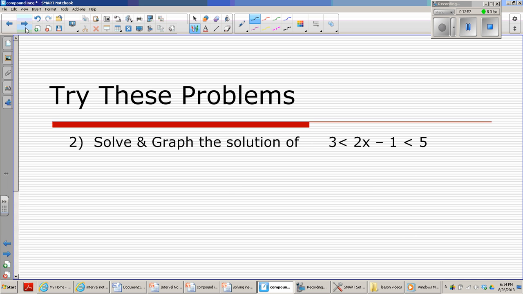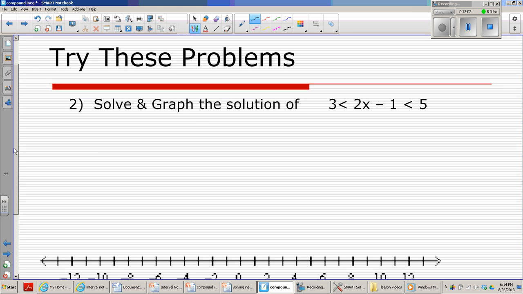Let's look at this one. Is this an and or an or? Well, it's written as one inequality, so this is an and statement. First thing we need to do when it's written as one is divide it up into two separate inequalities. 3 less than 2x minus 1 is the first inequality. 2x minus 1 less than 5 is the second one. Now let's solve both for x.